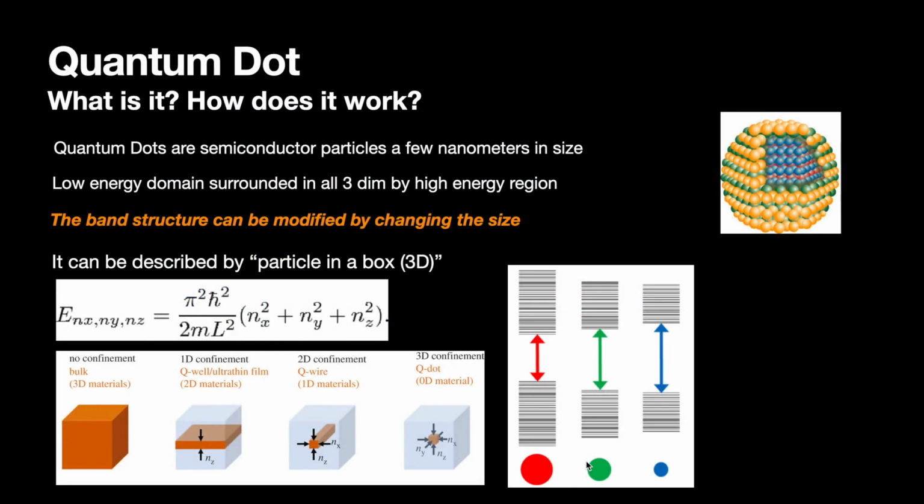So quantum dot, what is quantum dot and how does it work? Without going into very deep quantum mechanics, chemistry, and math, I want to give you a general idea of quantum dot. So quantum dots are semiconductor particles a few nanometers in size. The structure is like the low energy domain is surrounded in all three dimensions by high energy region. And the band structure can be modified by changing the size.